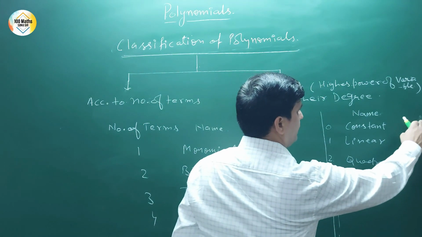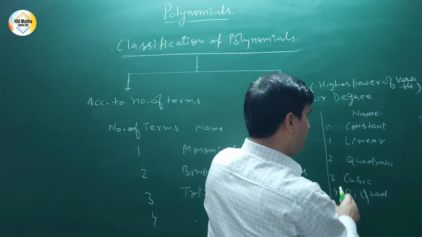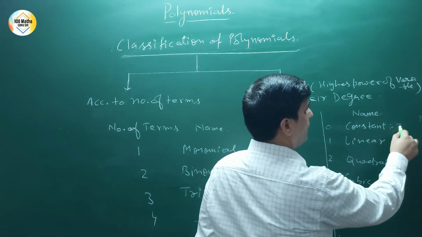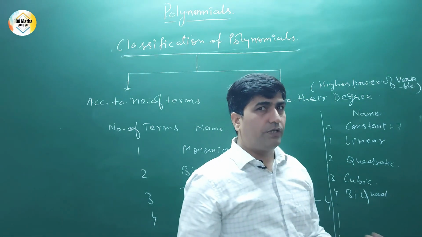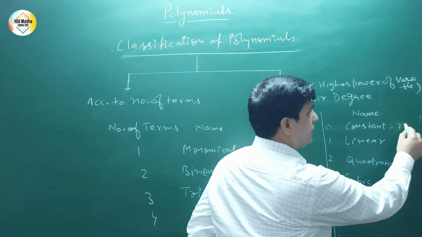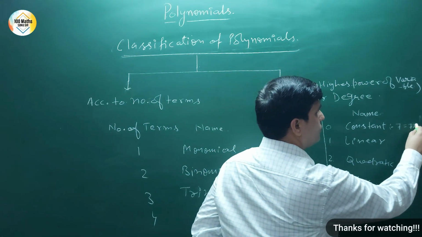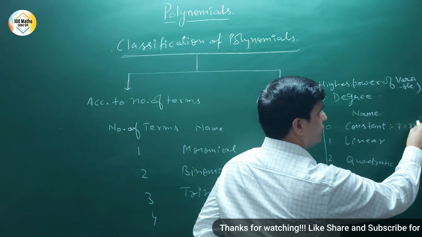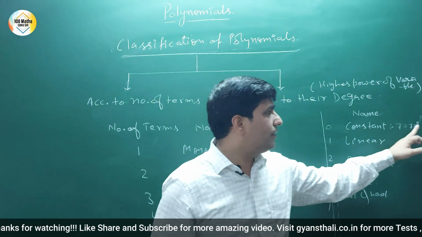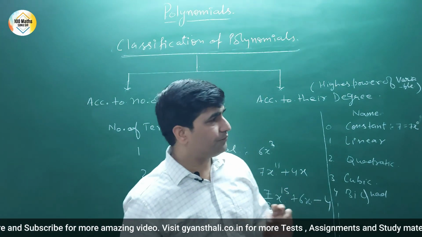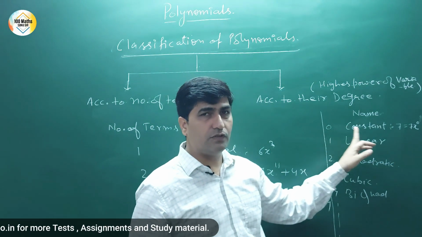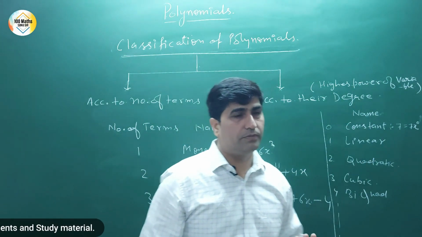Okay, now give one example. What is the example of a constant polynomial? Means degree is 0. So you can give example like 7, right? Because power of x is not given. So it is 7 into x raised to power 0. Right? 7, or we can express it as 7 x raised to power 0. So the highest power of variable is 0, that's why the name is constant polynomial.